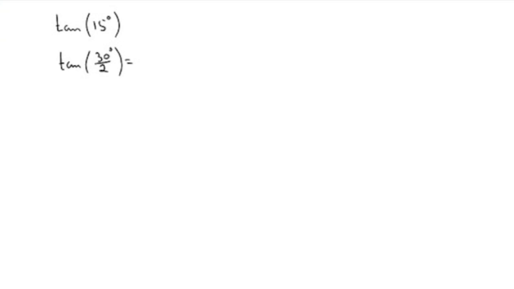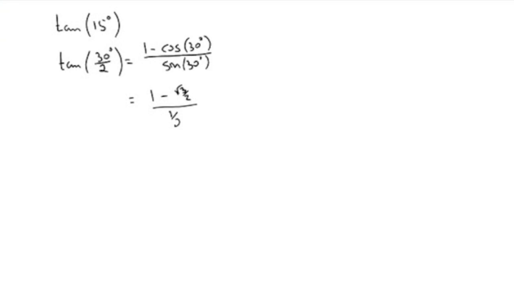Now I can use my half angle formula, which is 1 minus cosine of 30 over sine of 30. So this equals 1 minus, what's cosine of 30? Square root of 3 over 2. Over sine of 30, which is 1 over 2.